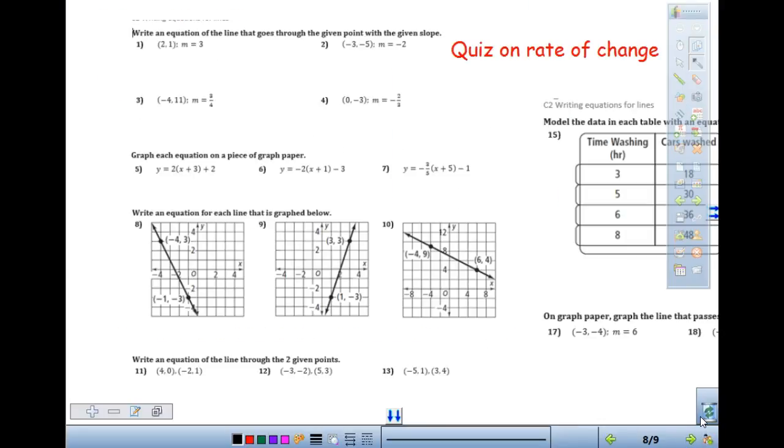So the homework tonight is the workbook towards the back. Do like 1, 2, and check or answer, right?